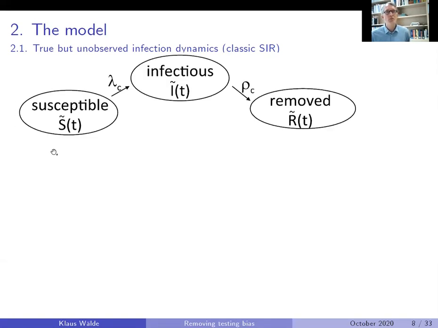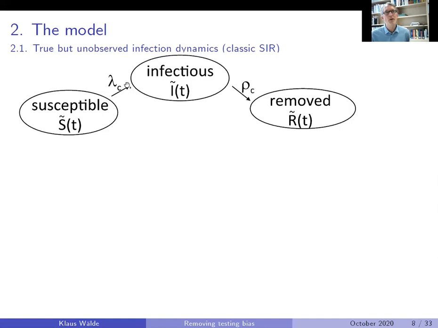So this is the SIR model as you would see it in any textbook on epidemiology. There's the number of susceptible individuals, those who can get infected, everybody on this planet at the beginning of the pandemic. Then there's the number of individuals who are infected and can infect others, which is why they are called infectious. And then there's the number of individuals that are removed. You can be removed for two reasons: either you recover or you die. This is all summarized in this parameter rho C.